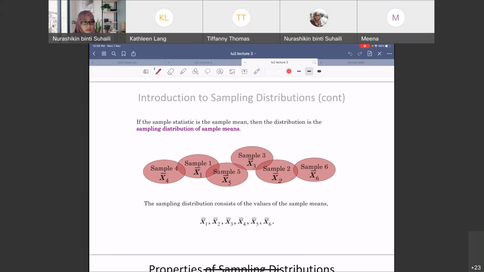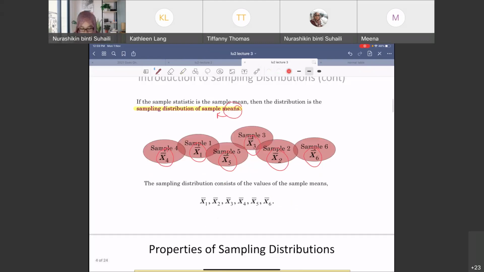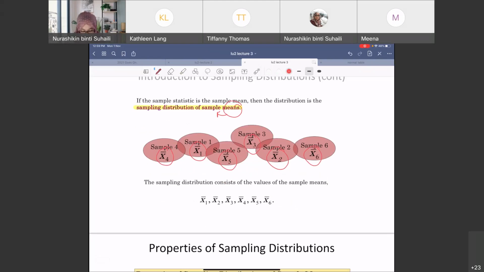So let's say you have samples consisting of data points, the values, and every sample has a mean value. Now our data is the means of those samples. When we are talking about the means of those samples, the situation is referred to as the sampling distribution of sample means. This is our main data now, because the means come from each of the samples. It is represented by x with a bar: x1, x2, x3, and so on.